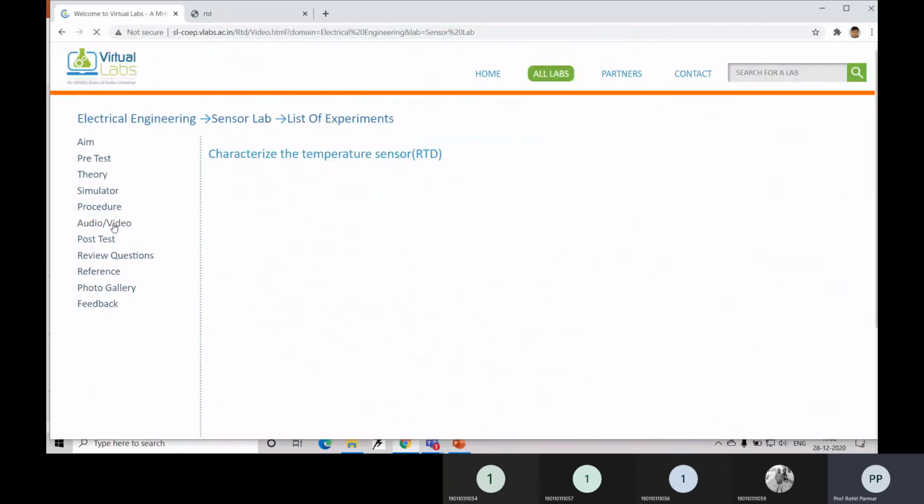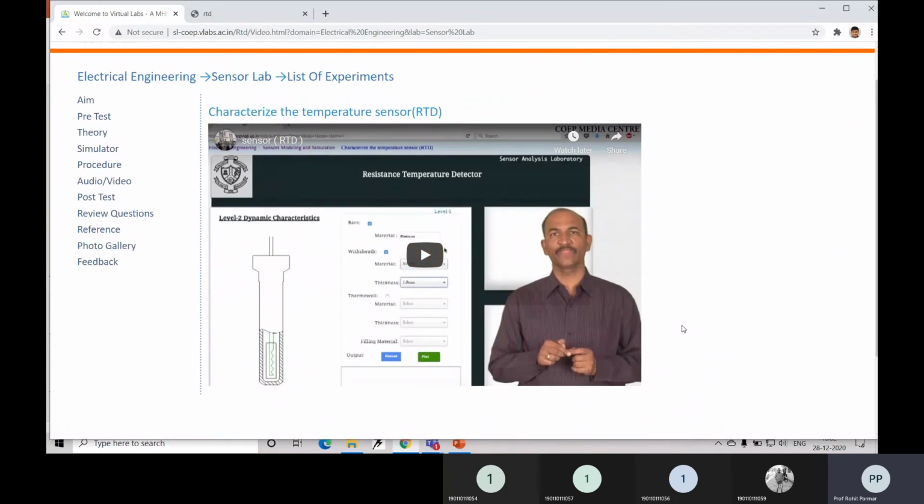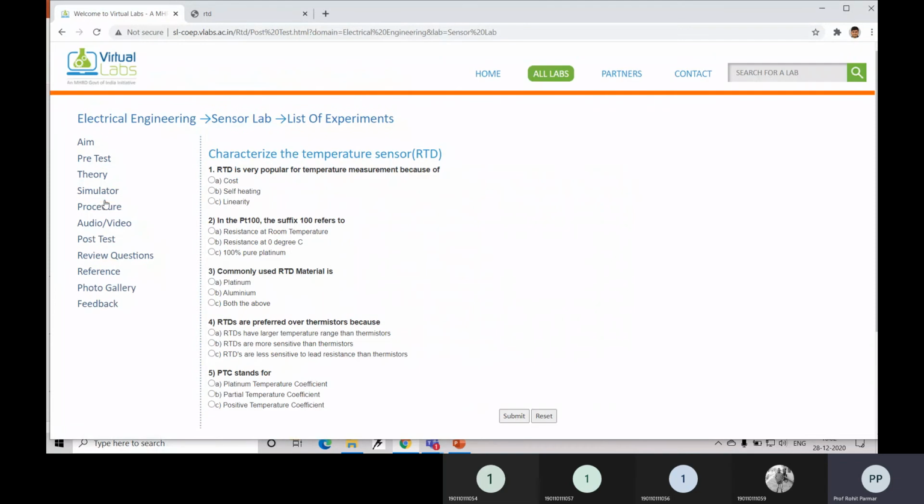Along with that, in the audio video section, one gentleman from Pune is explaining each and everything. If I click over here, it's a 4-minute video, and he explains how to perform this experiment. Various steps are mentioned, and he speaks each and every step. From there you can understand the entire experiment.